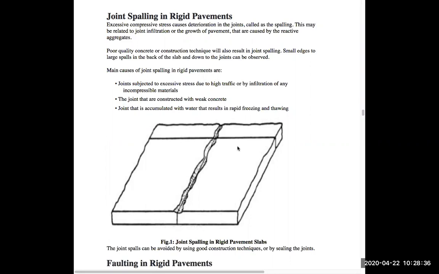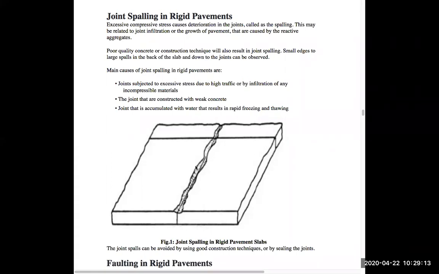Okay, so we'll start with the joint spalling. You can see in this picture there is a breakage of the edges of these joints or the slabs. Okay, so this is known as the joint spalling failure. Now, why is this failure caused? It is caused because of excessive compressive stress on the CC slabs. Excessive compressive stress causes deterioration of these joints, and this phenomenon is known as spalling.